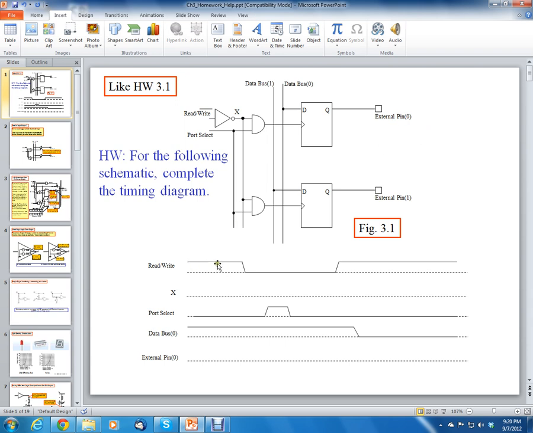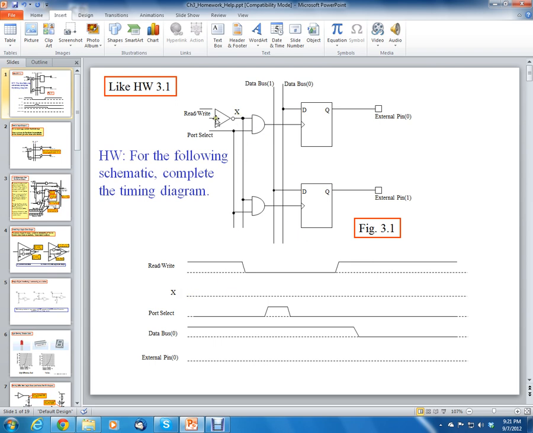In the book they have a slightly different timing diagram. This one's a little bit simpler and easier to understand. The way this circuit works, in order to enhance the understanding of how the circuit works, I added an extra signal called X, which is not in the textbook. The reason I added that is because it's going to make it quite a bit easier to analyze what's going on here.